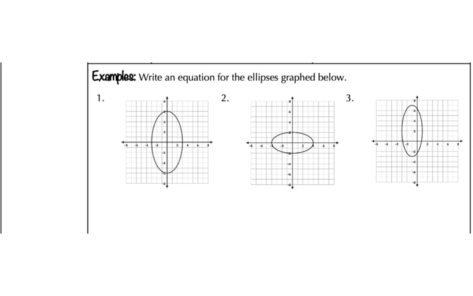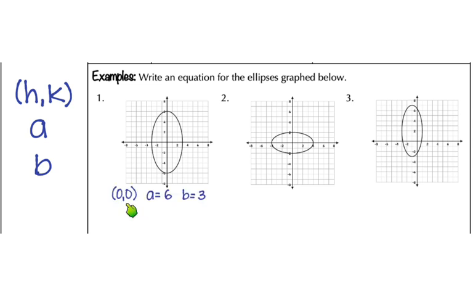Write an equation for each of these. I'm looking at them. I need the center. I need to know my A and my B. Those are the parts I need when I'm looking at a graph. I don't need the C. The C is only used to find the foci. For this, I'm not looking at the foci. I'm just looking at the A and the B and then my center to write the equation.